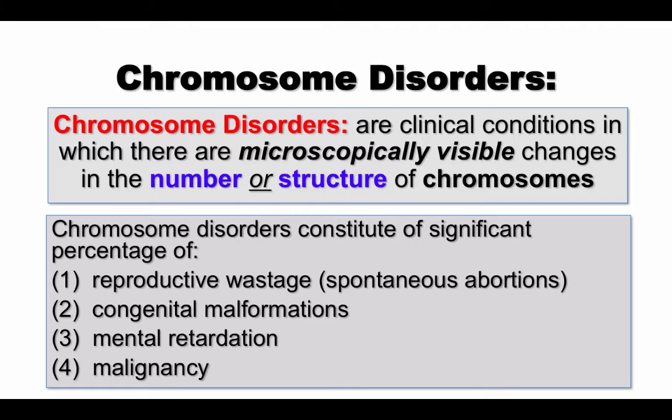And 3, chromosome disorders are also responsible for a significant component of mental retardation and for malignancy, that is cancer. Certain individual cells in your body can develop significant abnormalities in their chromosome number and structure, which then can result in certain types of malignancies within those abnormal cell populations.